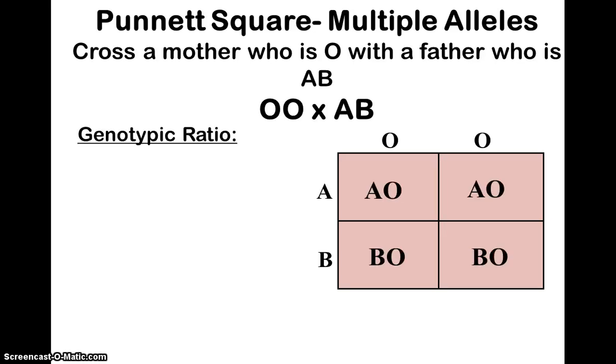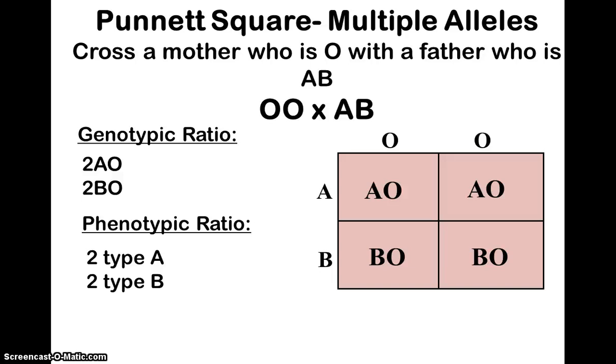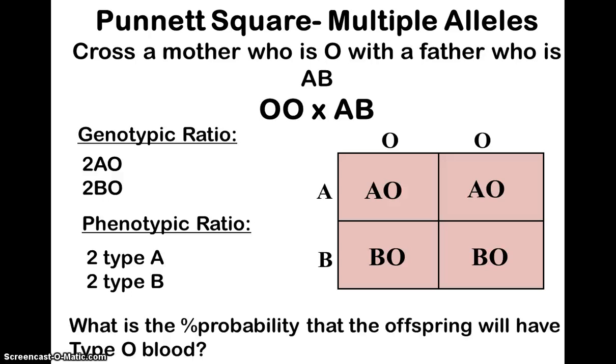So how this works, with the genotypic ratio, you'd have 2 AO, 2 BO. You're going to have 2 different phenotypes there, 2 that are type A and 2 that are type B. The only way that you can be type O is if you have 2 copies. So here, what is the probability that the offspring will have type O blood? Well, it's 0%.